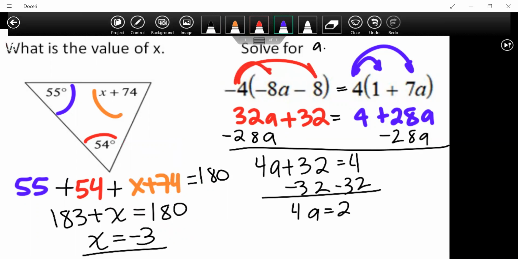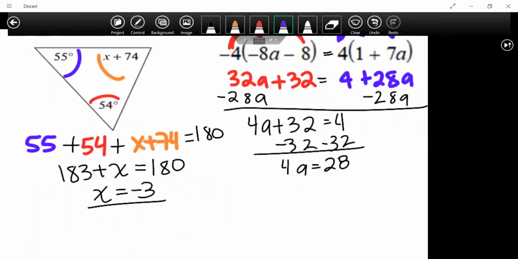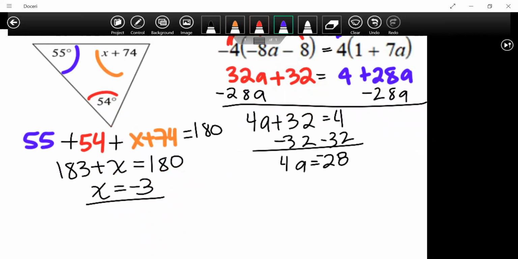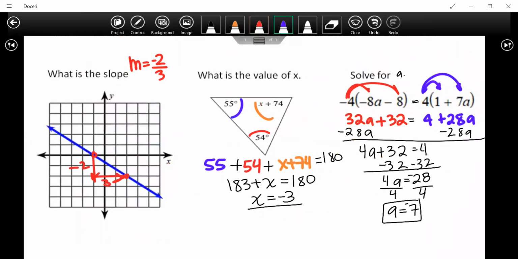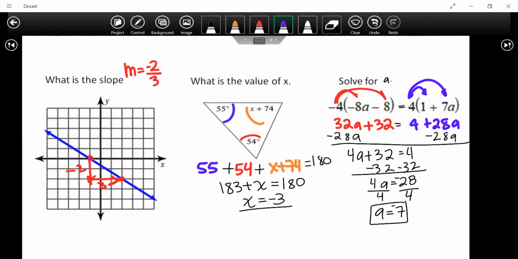negative 28. You're right. Dividing both sides by 4, does that go into it evenly? By how much? Negative 7. Here's our solutions. Questions? We're good. Okay, here we go.